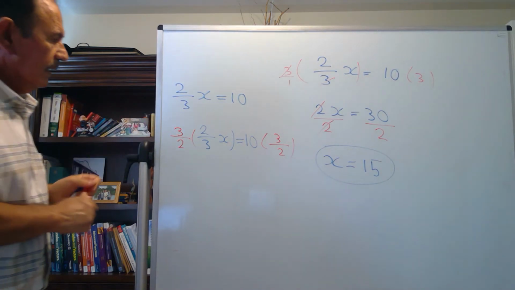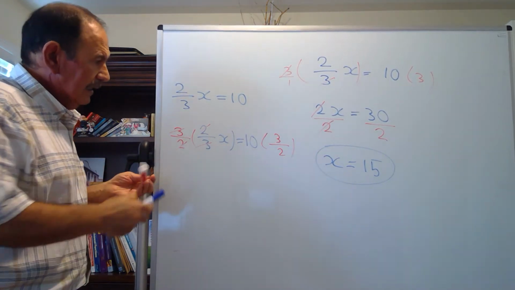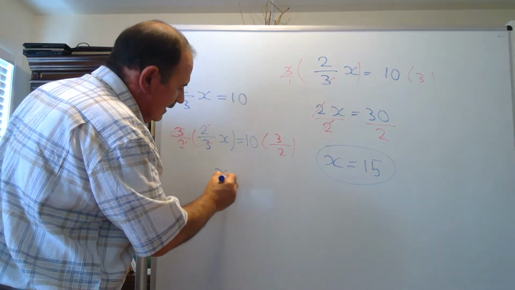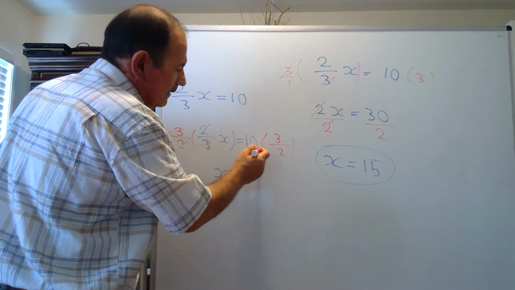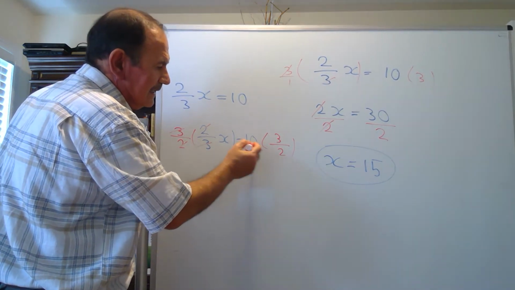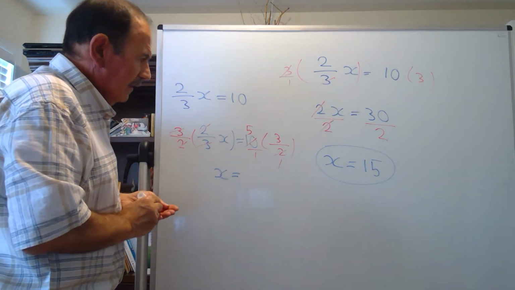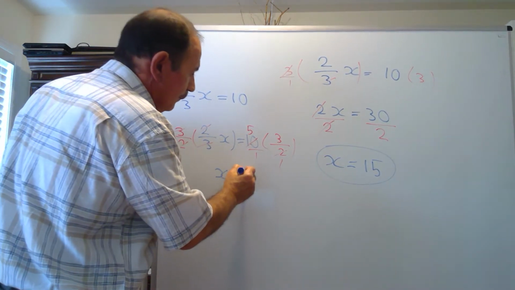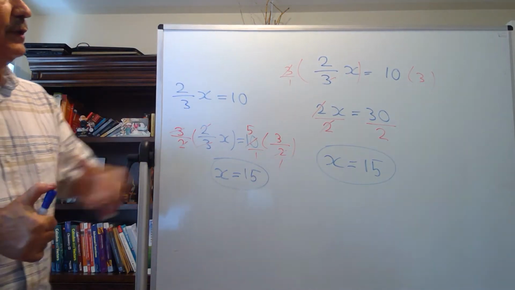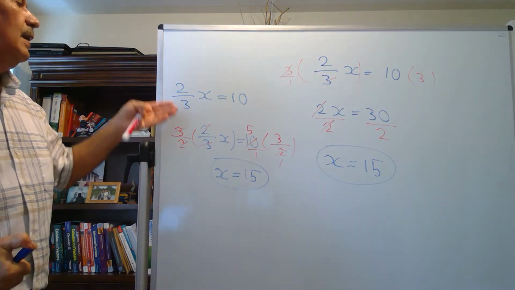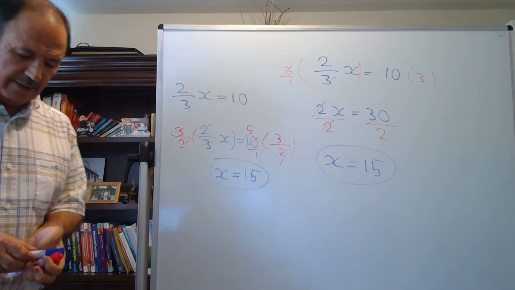Then what's gonna happen? These 3s cancel, and these 2s cancel each other. On the left side we have x. And what about the right side? If I give it a denominator of 1, I can cancel this 10 and 2 by 2. 10 divided by 2 is 5. Then 5 times 3 is 15. Okay, we got the same answer, but instead of doing it in 2 steps, I did it in 1 step by multiplying both sides by the reciprocal of this fraction.